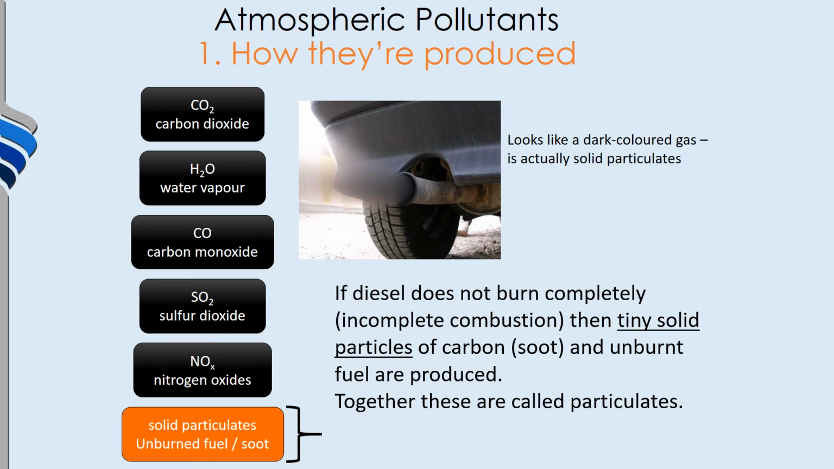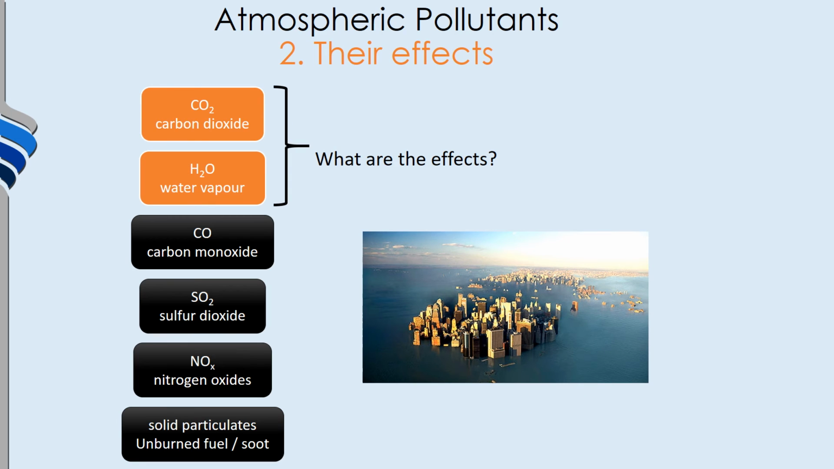Okay, so that is how each of those atmospheric pollutants are produced. We're now going to have a look at the effect, and some of them, particularly the carbon dioxide and carbon monoxide, hopefully we already know the effects of them. So let's start with carbon dioxide. What are the effects of carbon dioxide?